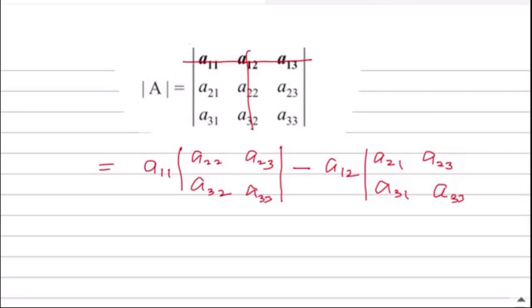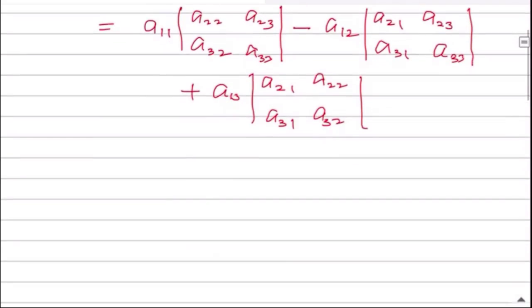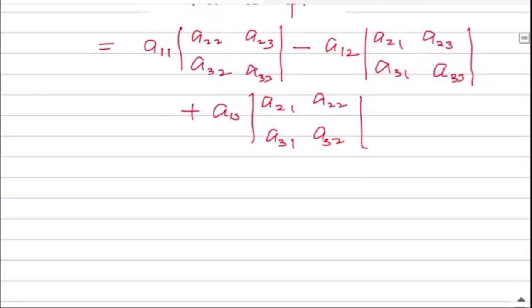A33, and again take the third element as A13 and the determinant obtained by eliminating the first row and third column, we have A21, A22, A31, A32. Now expand this determinant.